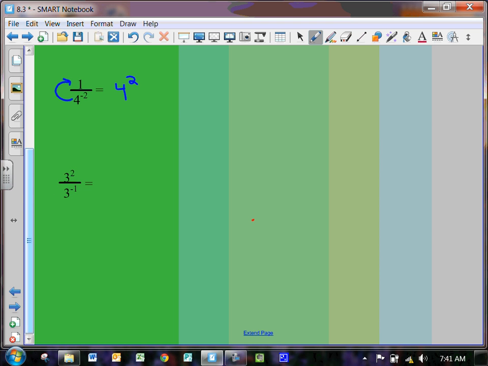All right, so now that we are dividing these, whenever we were dividing, we were subtracting. So this was 3 to the 2 minus negative 1. So chop chop or ding dong, however you think of it. So this equals 3 to the third. So those rules still apply. When it's a power to a power, you multiply. Two things multiplied, you add. When you're dividing, you subtract.